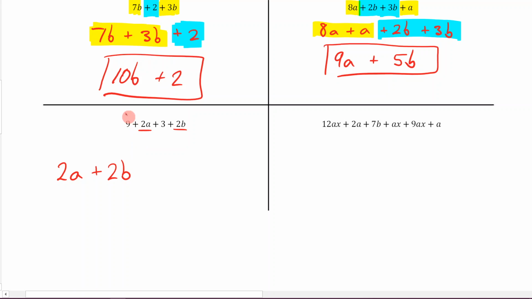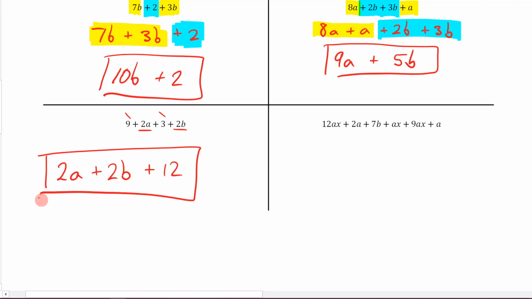I also have 9, and I have 3. Those constants can be combined together. 9 plus 3 is going to be 12. So that would be my answer. So not many like terms there for me to collect.